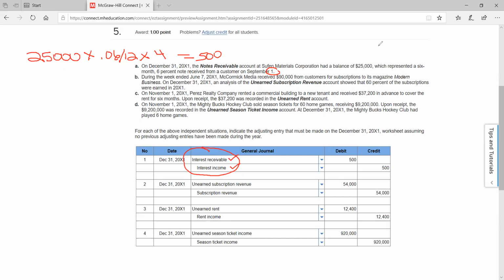All right, that's letter A. Let's check out letter B. And on B, it looks like this is going to be unearned revenue. Remember, unearned revenue is essentially where we received all the cash up front. We just haven't earned it yet.